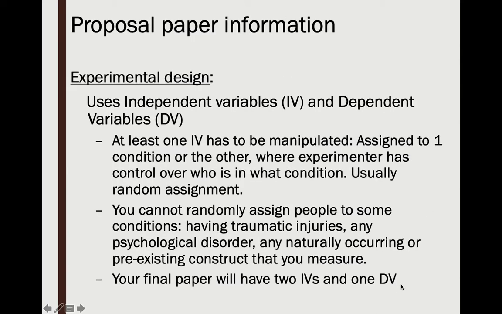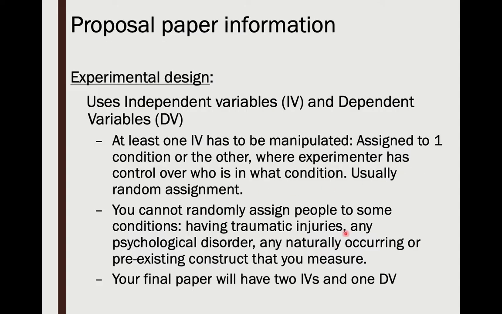All right, moving on. So, experimental design. It uses independent variables and dependent variables. At least one of your independent variables has to be manipulated. So you can assign them to one condition or the other, where the experimenter has control over who is in what condition, usually random assignment. So at least one of your variables has to be that.